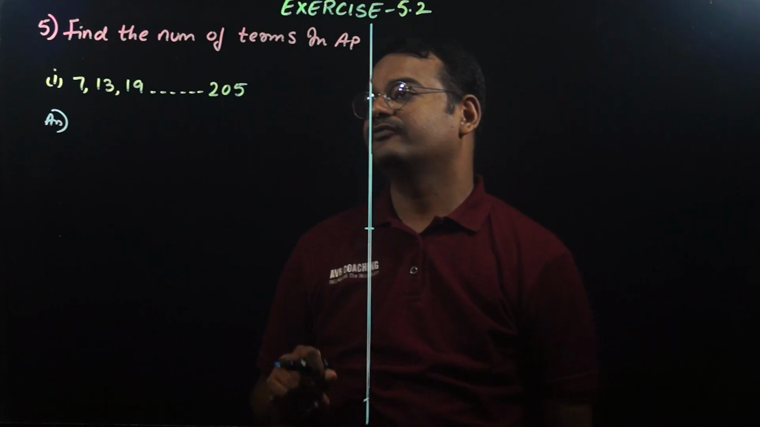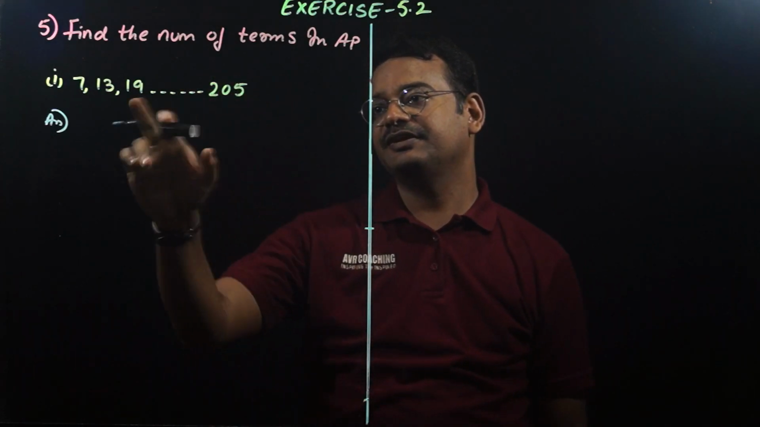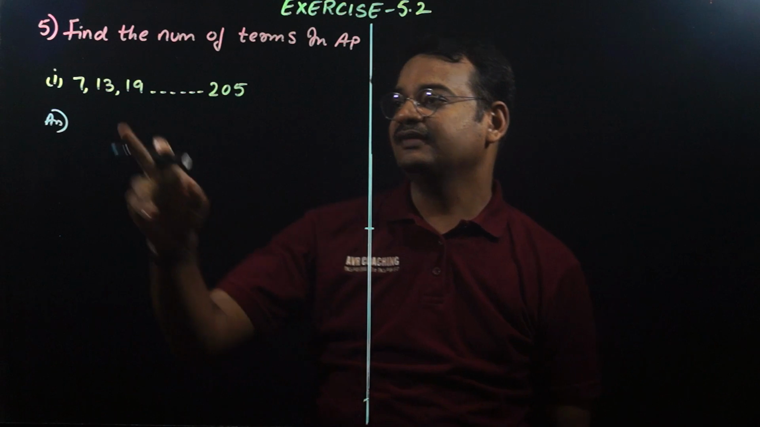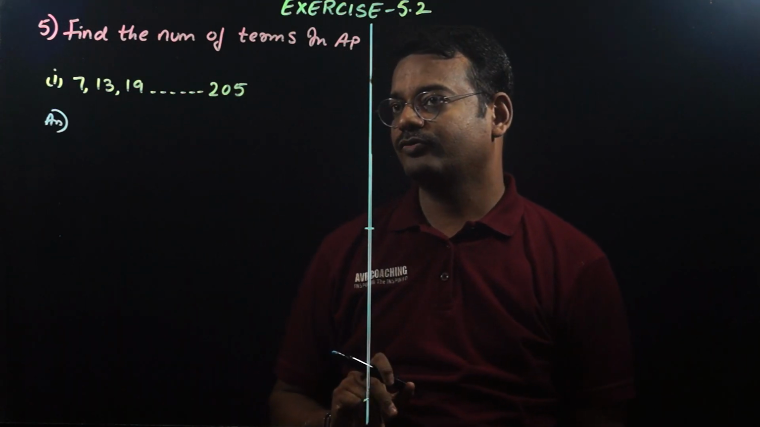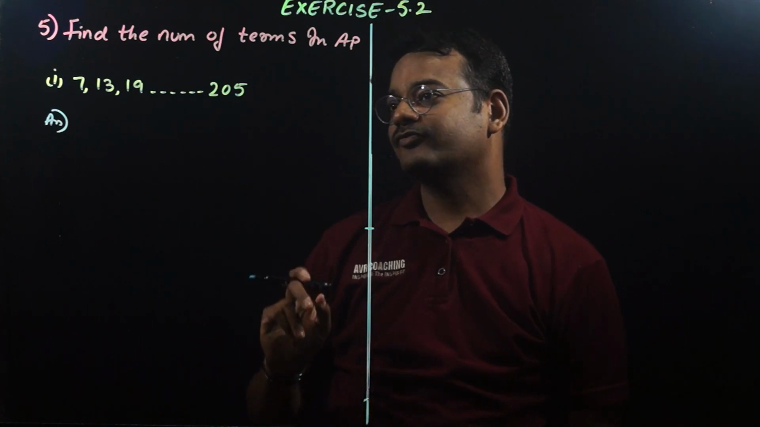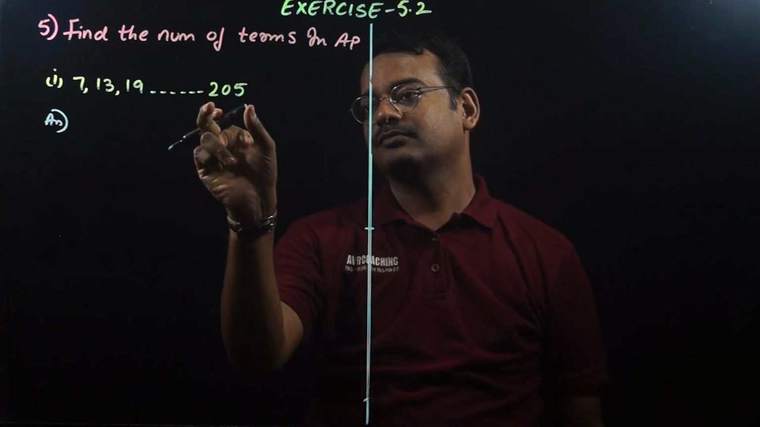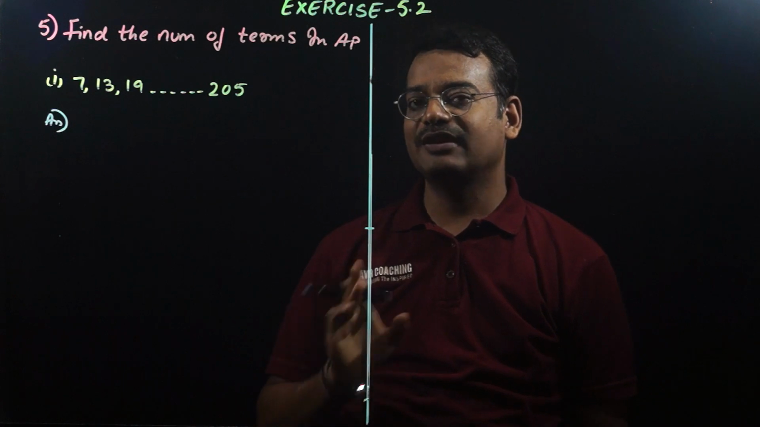Fifth problem, we have to find the number of terms in the given series. Here A is 7, A2 is 13, A3 is 19 and the last term is 205. To find the number of terms, the easiest way is to find the position of the last term given.